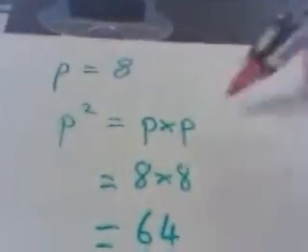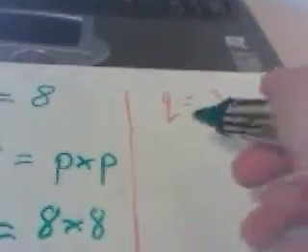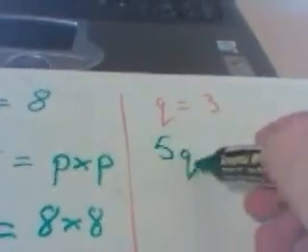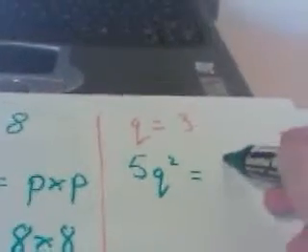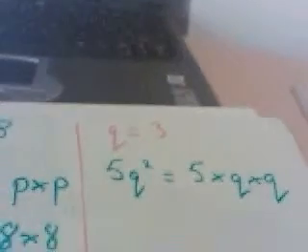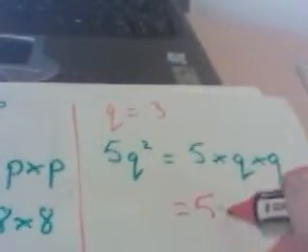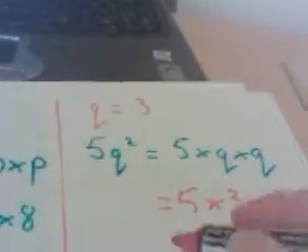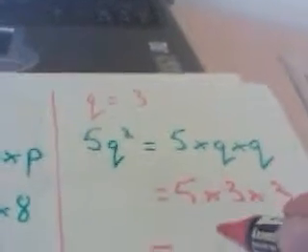I'll try another letter. Q equals 3. I could try 5Q squared. Now this means 5 times Q times Q, which is 5 times 3 times 3. 5 3s are 15 times 3 is 45.